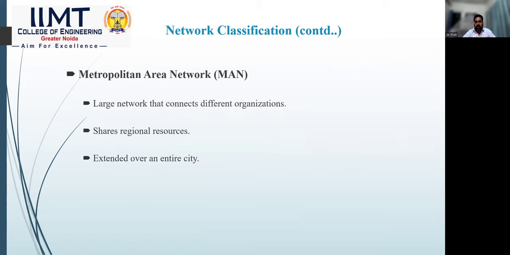The third category is metropolitan area network. It is a larger network where two or more small LANs are connected to form a MAN. It enables regional resource sharing, and it can be extended over an entire city.